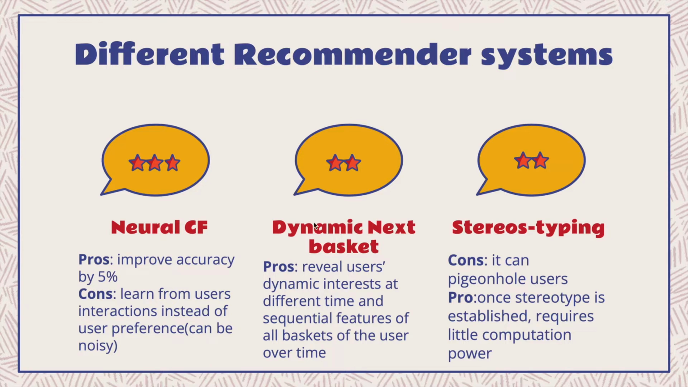One is very interestingly called Dynamic Next Baskets. Its pro is it can review users' dynamic interests at different times, but also keeps all the sequential features of the user's consistent interest over time. And we have the famous Neural CF. The pro of it is it really improves the accuracy by 5% because it was able to not just model the inner product but also take the bias and learn from that.